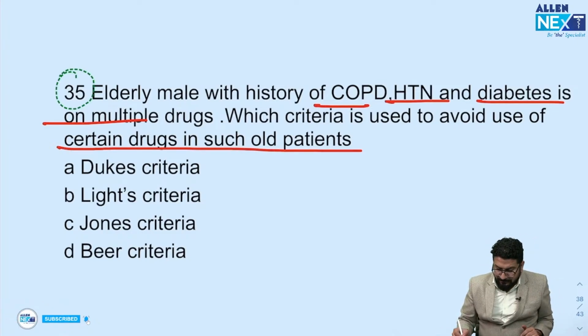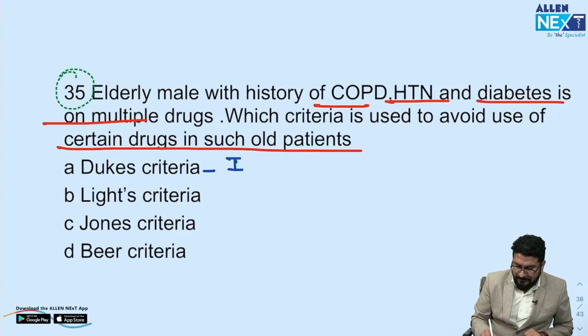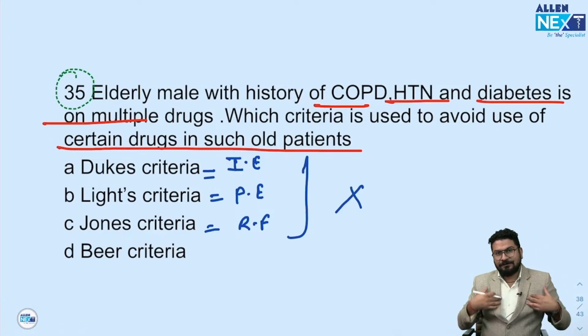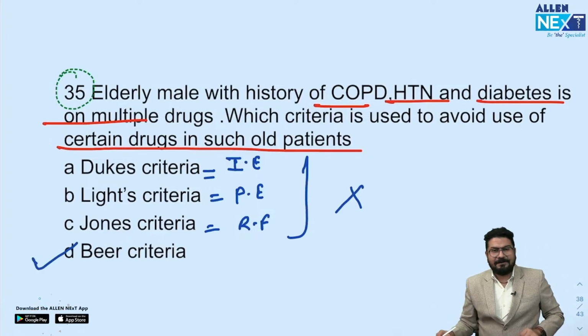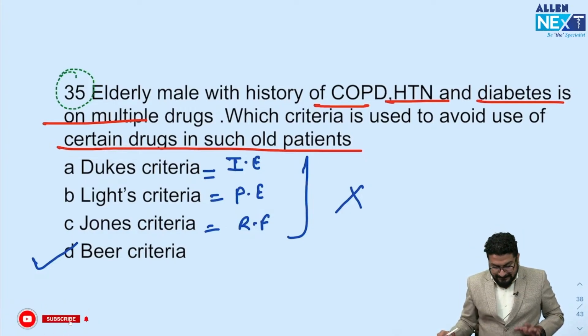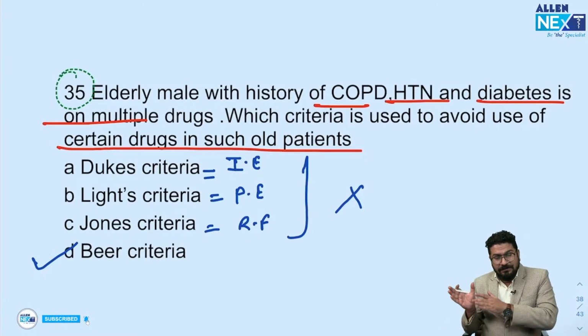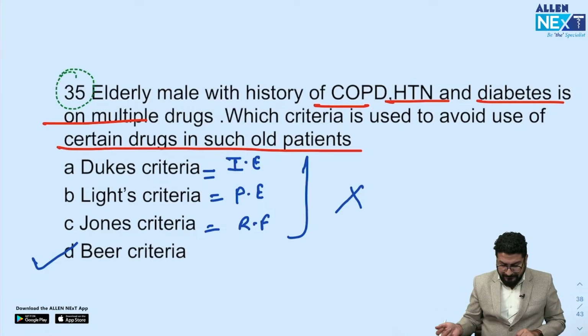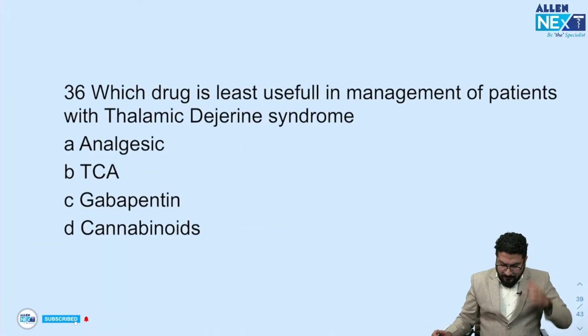We know Duke's criteria is for infective endocarditis, Light's criteria is for pleural effusion, and Jones criteria is for rheumatic fever. So these three are ruled out. I did not know the answer, but the answer will be BEERS criteria. Trust me, I did not know this criteria before this question came, but we can still get the answer correct because we know the other three criteria. Simple. Am I clear? Okay, then which drug is least useful in management of a patient with thalamic Dejerine syndrome?